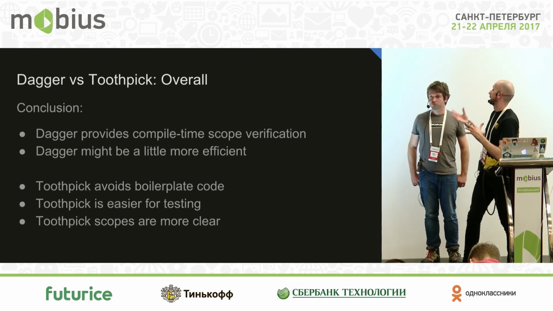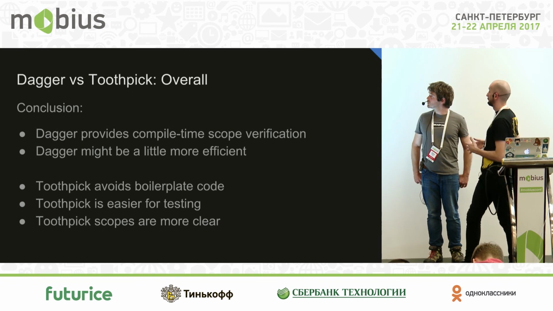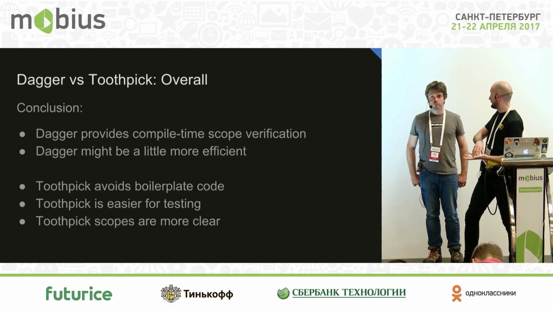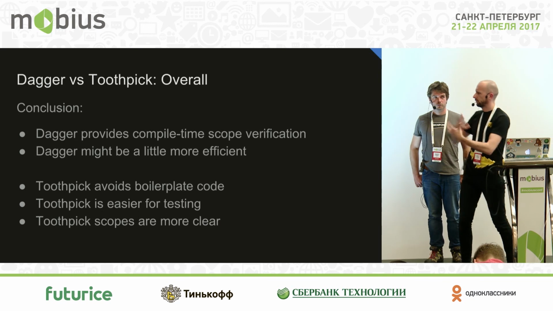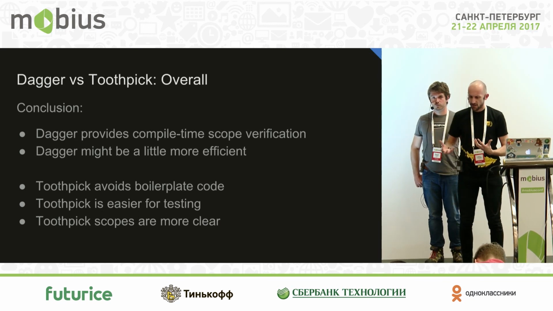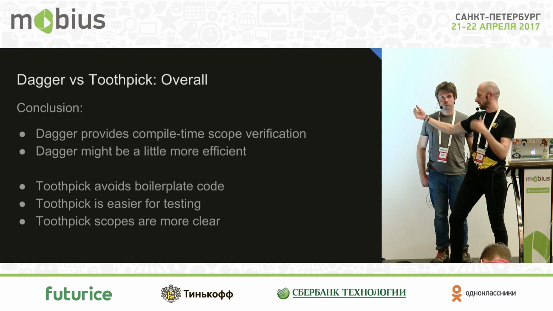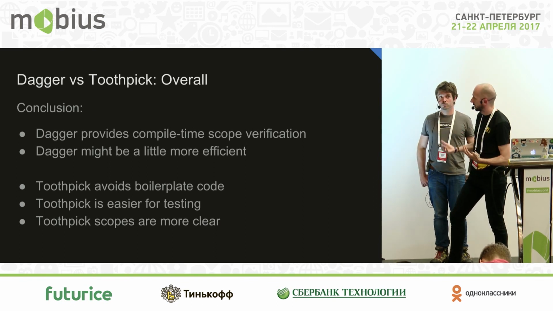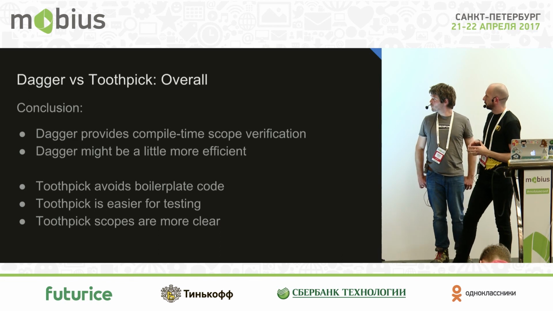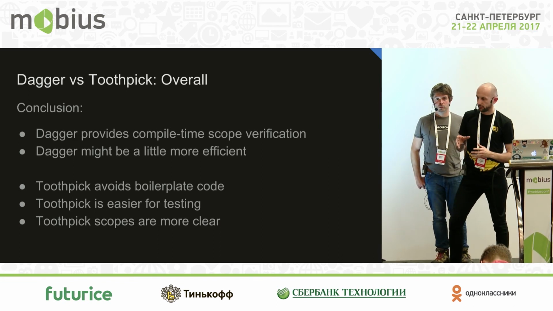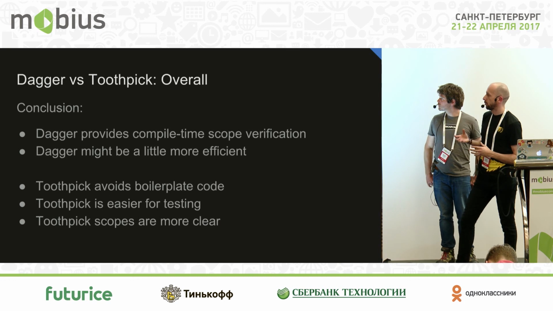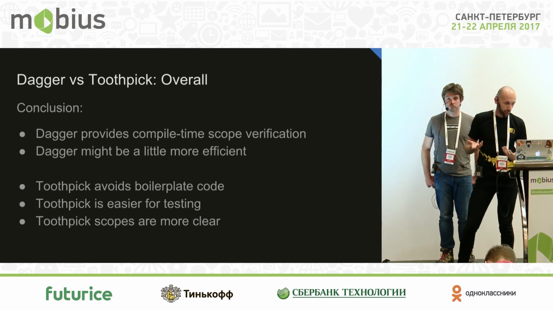Toothpick, on the other hand, avoids a lot of the boilerplate code, the annotation boilerplate that we just saw. When it comes to testing, it is easier. There are some things that try to get around this for Dagger and make Dagger better for testing, but it's just not meant for this. Whereas with Toothpick, every add inject is mocked to an add mock. This is really, really, really nice. And I think that Toothpick scopes are much clearer. So if you have to write custom scopes, think about maybe Toothpick.